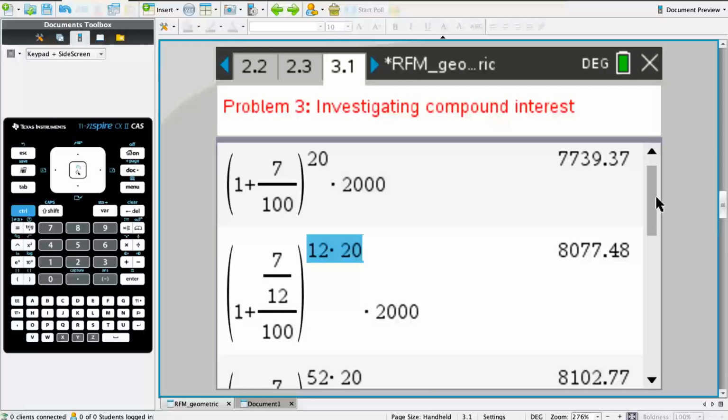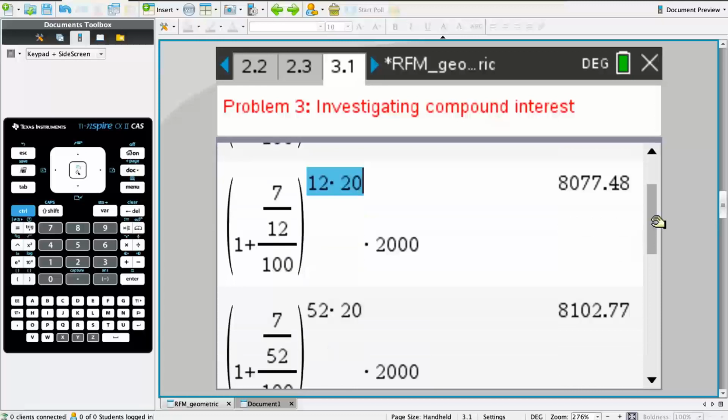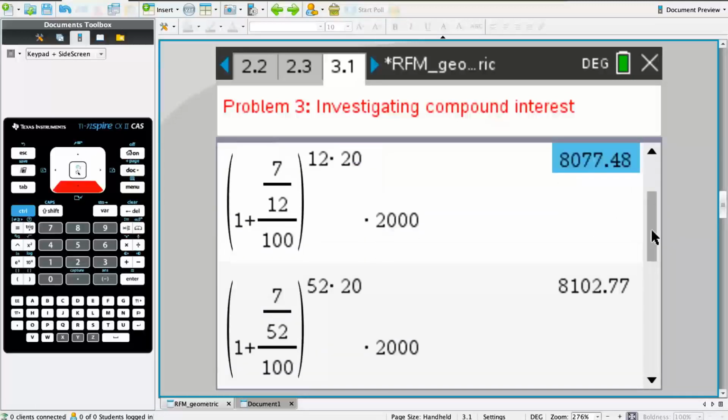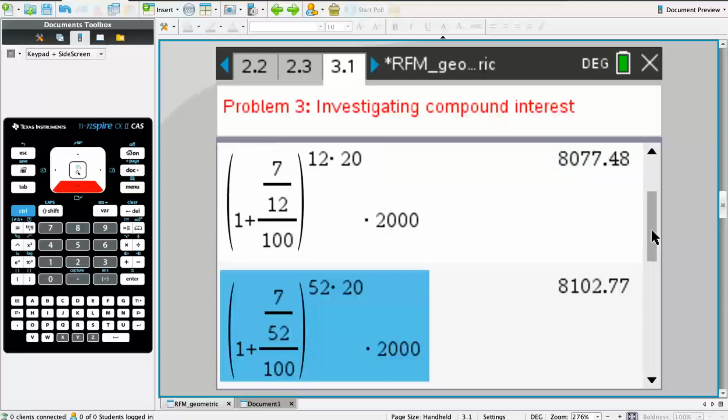So this process, of course, continues if you did it weekly. You'd get a calculation like that, and there's a little bit more, not too much more, $40 odd.